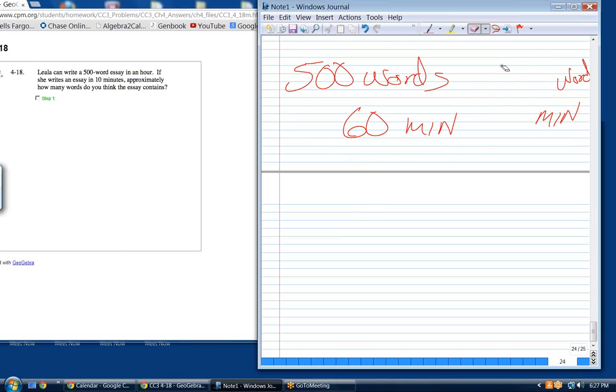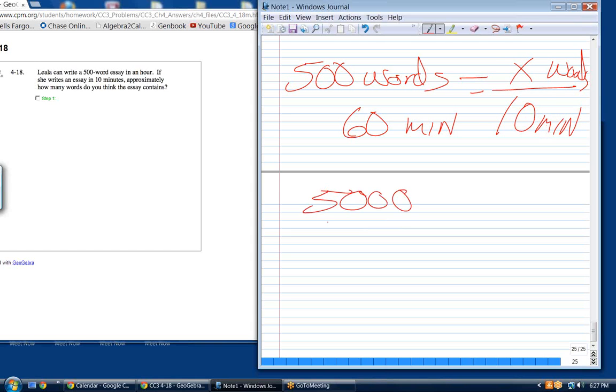There's various ways this problem could be done. You could also set it up as a ratio. You could say 500 words per 60 minutes is equal to X words per 10 minutes. And now just solve for X. How do I solve for X? Multiply both sides by 10, and I get 5,000 divided by 60, or 83.333.